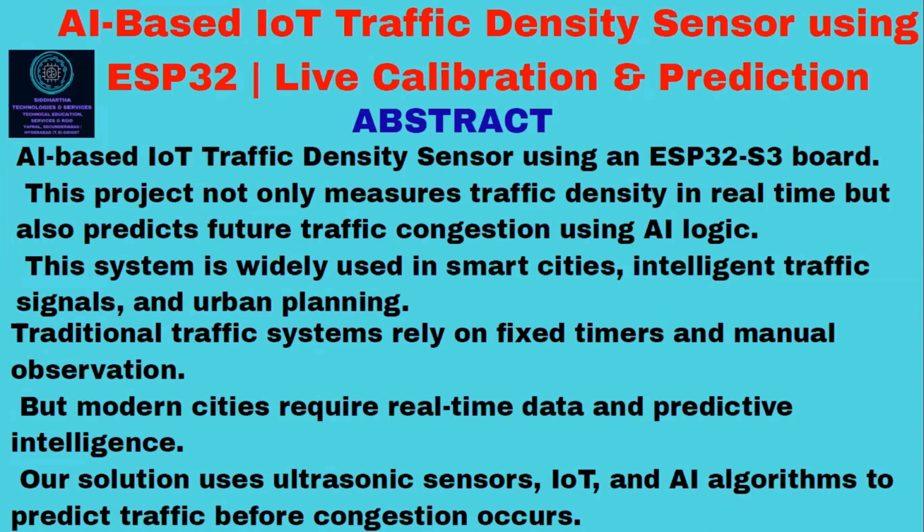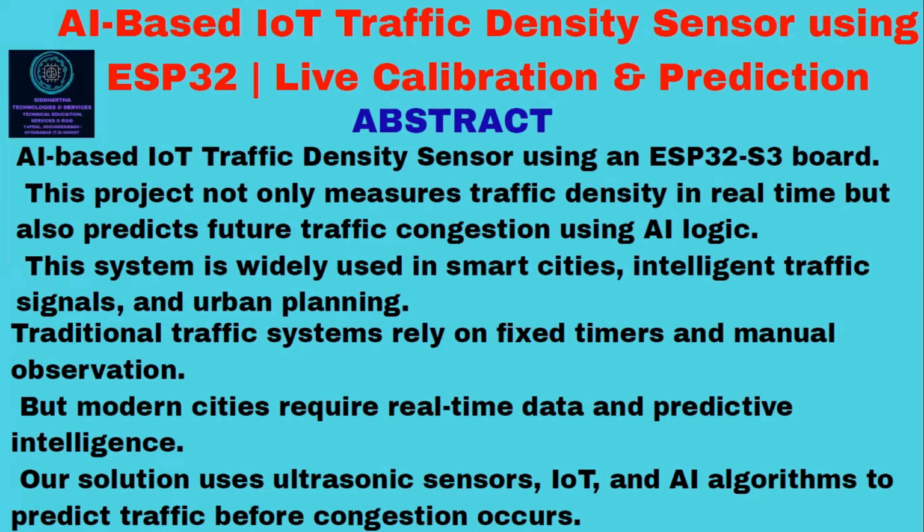Either you can call it the sensor, or you can give this name to the project. Of course, we'll go to the abstract part. So, AI-based IoT traffic density sensor. Why? Because the sensor will have a small circuit, so I have used a small ESP32 board over here.